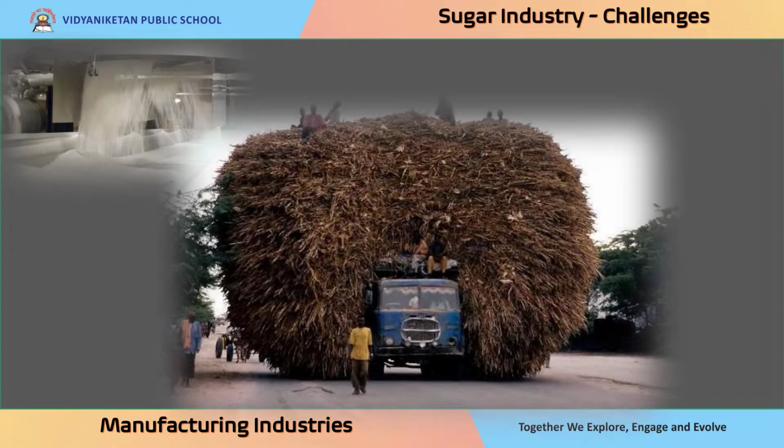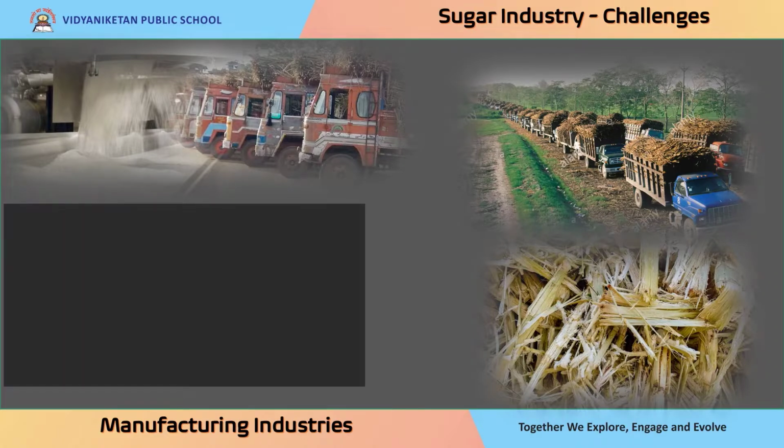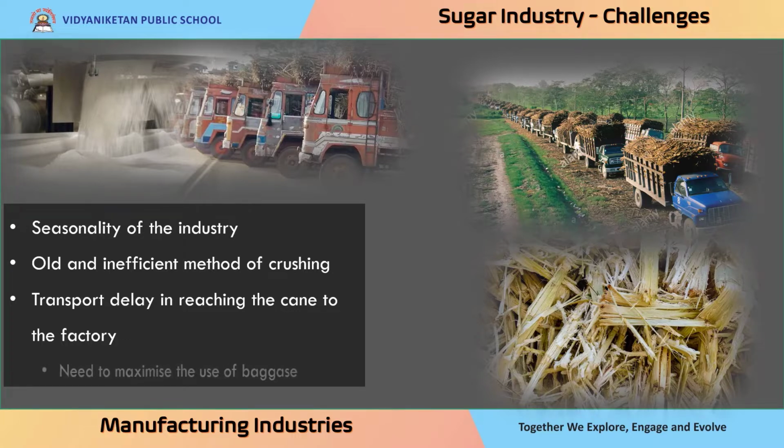Let's learn the challenges to sugar industry. Sugarcane is an annual crop. Sugar mills can function as long as there is supply. The industry is shut for the rest of the year. Thus, seasonality of the industry is a challenge. Old and inefficient method of crushing is the second challenge. Transport delay in reaching the cane to the factory is one more challenge. Need to maximize the use of bagasse, and making use of it efficiently is yet another challenge.